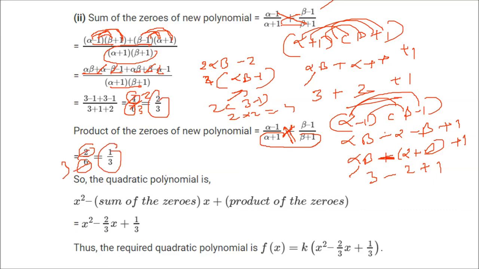And the quadratic polynomial will be x square minus sum of zeros into x plus product of zeros. So just put 2 by 3 here and 1 by 3 here. So the required quadratic polynomial will be of this form.